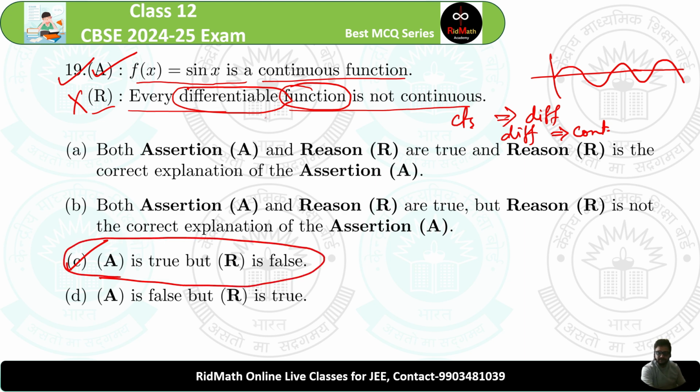Now if it was given here that every differentiable function is continuous, then both would be true, and R would be the best explanation of A, because sin x is a differentiable function, and if it is differentiable, then it is continuous. So for that scenario A option would be correct, but in this scenario C option is correct.